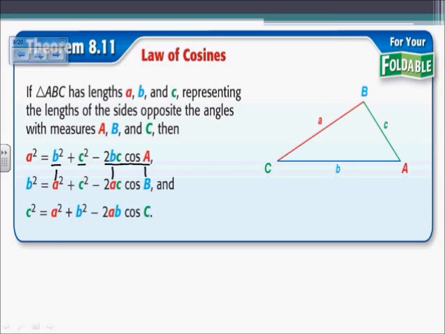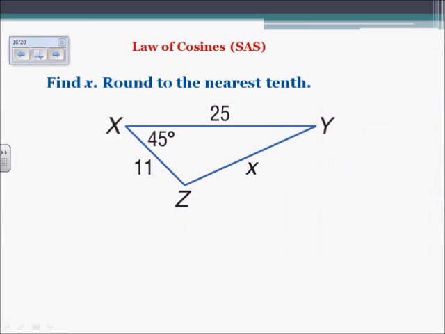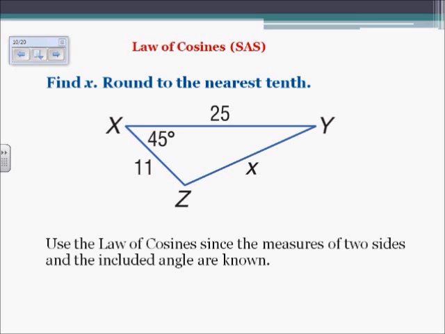Alright, let's apply the law of cosines in a situation. Here it says find x, round to the nearest tenth. So I have one side, an angle, and two other sides, and I cannot use the law of sines because I don't have a second angle to solve. So I'll use the law of cosines instead. It says use the law of cosines since the measure of two sides and the included angle are shown.